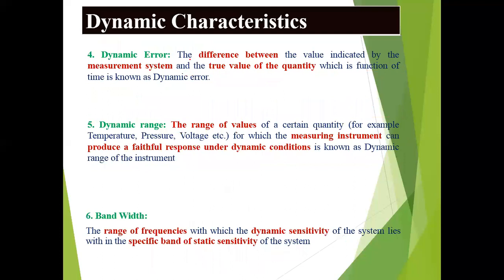Now coming to the next one, dynamic error. In static characteristics we have already studied error. Error is nothing but the difference between the true parameter and the measured quantity. But here, coming to dynamic error, the difference between the value indicated by the measurement system and the true value of the quantity, which is a function of time, is called dynamic error.